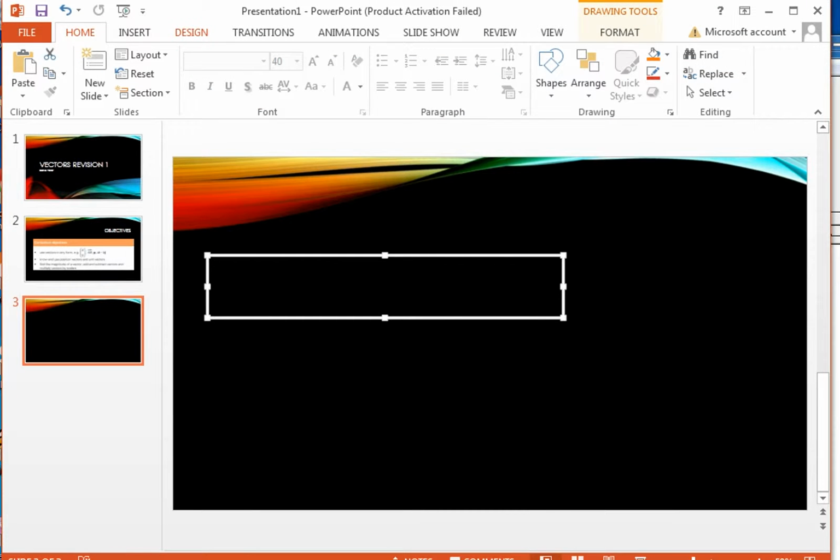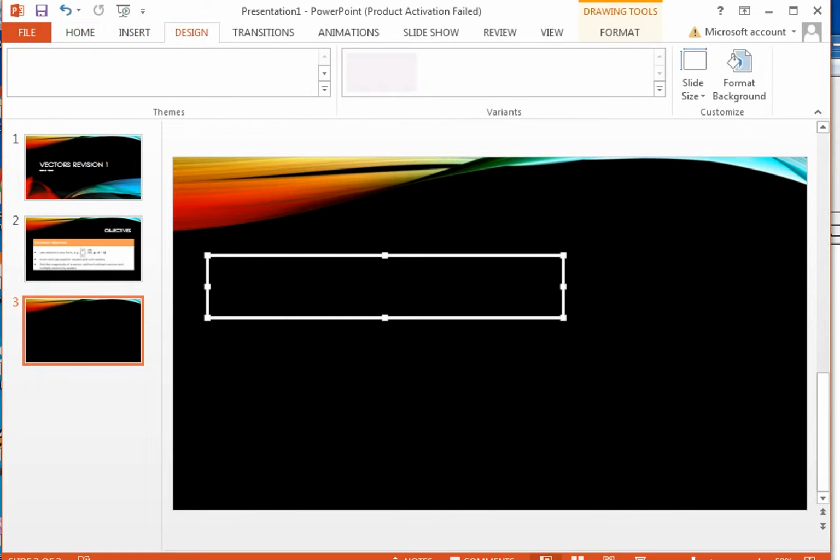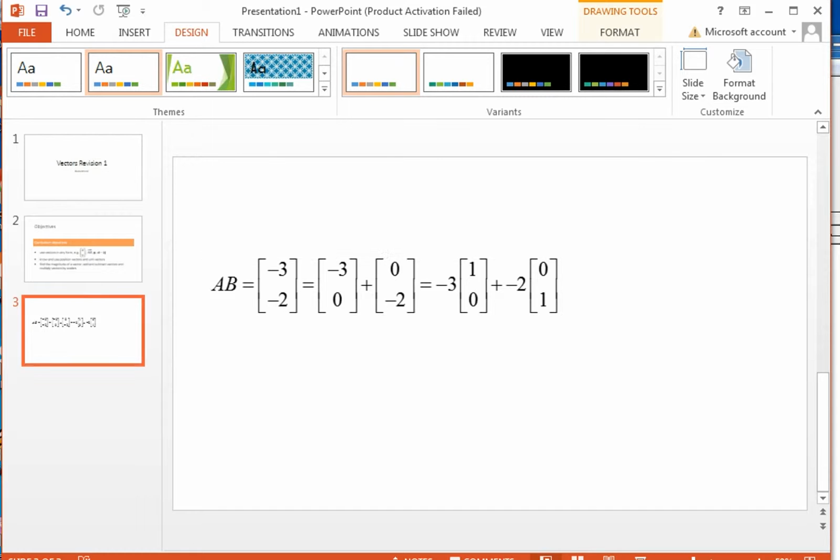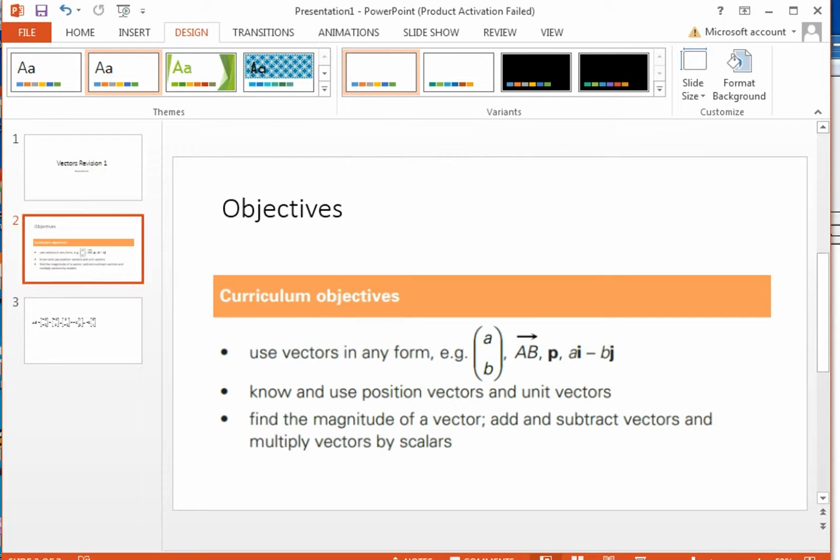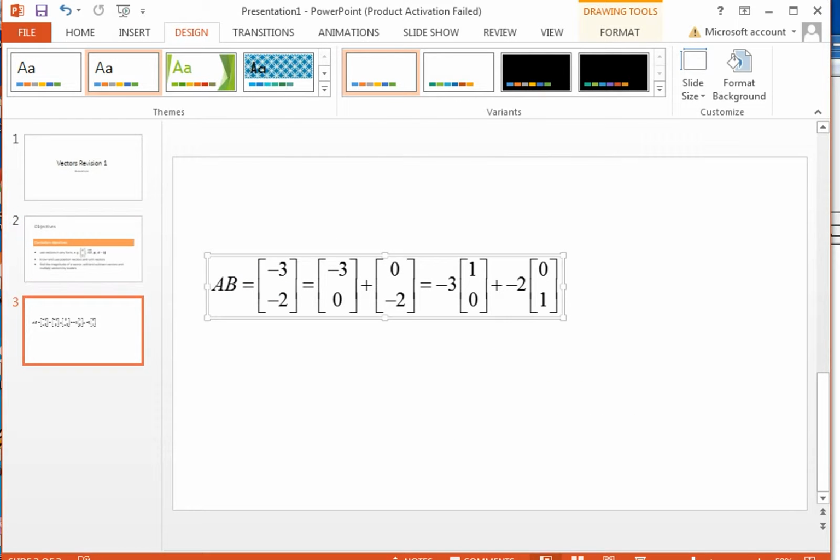Sorry, one moment. Okay, it's too dark there, but let me just change the design. I'll just make it simple one then. Okay, there you go. I tried to make it a bit colorful.